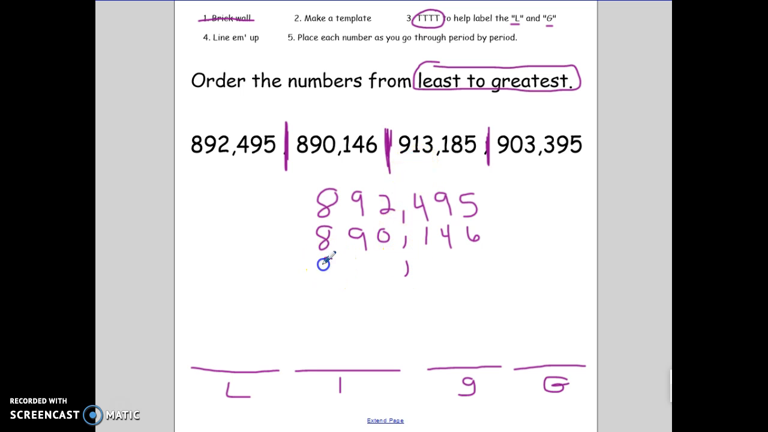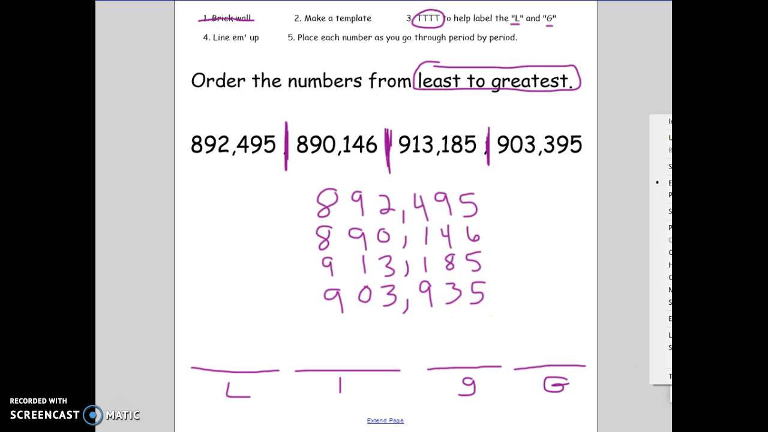I like to use the comma as a guide. So I have 913,185, lining everything up. And last but not least, I have 903,935, with 903 in the thousands period with my comma.